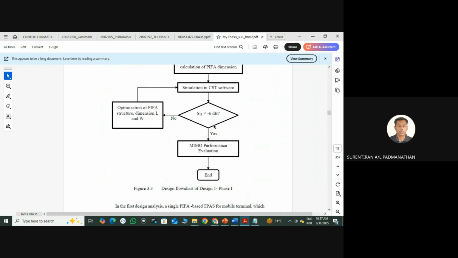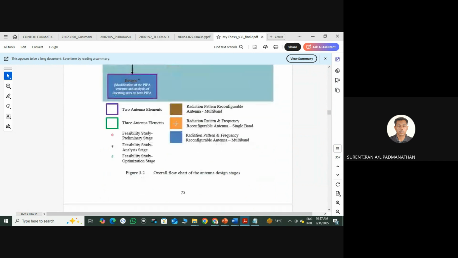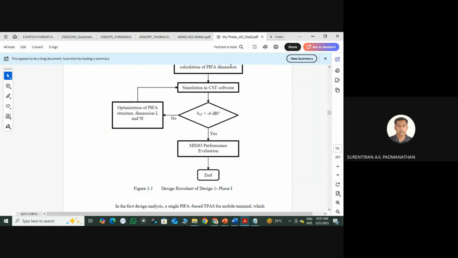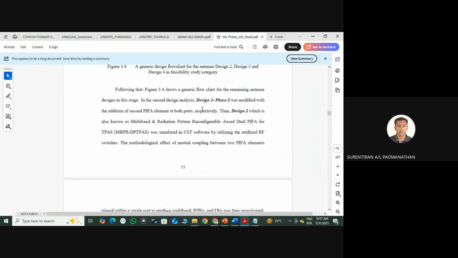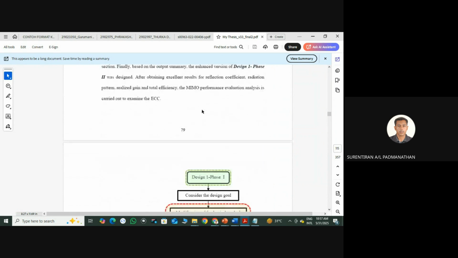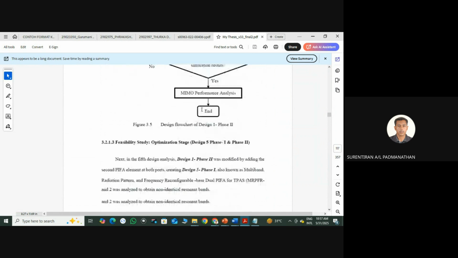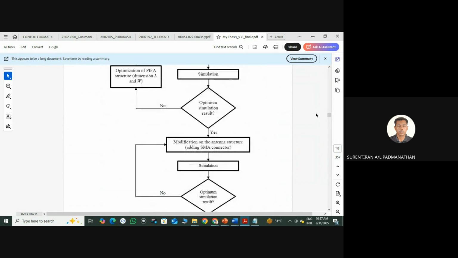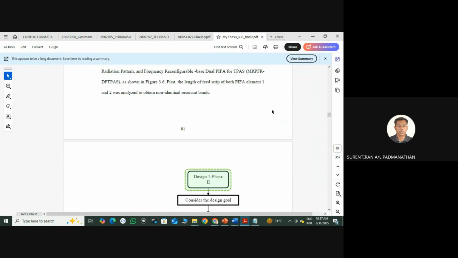Then after that, I'll show a very specific flow chart. Let's say, for example, for this design, I show this very specific flow chart. Then for each design, I show a very specific flow chart. So you will have an overall flow chart. As I told you just now, there is research methodology and research method. Research methodology shows the overall flow of your project, from start to end.